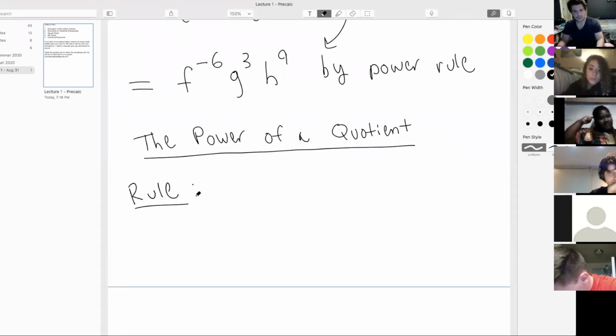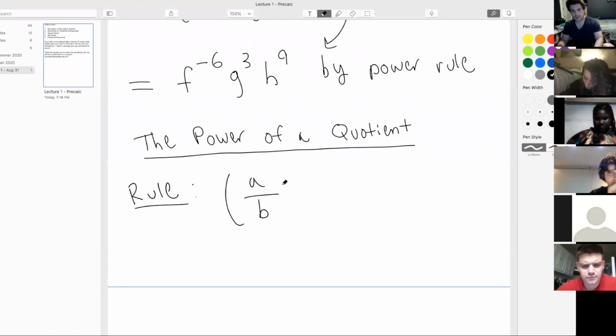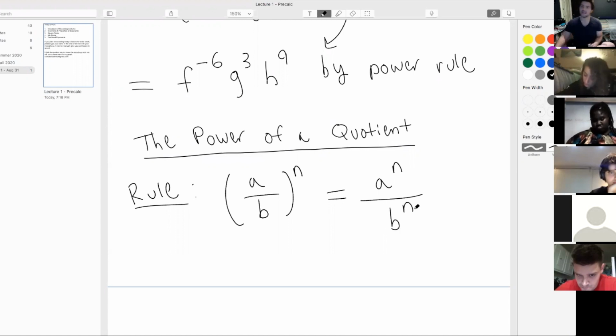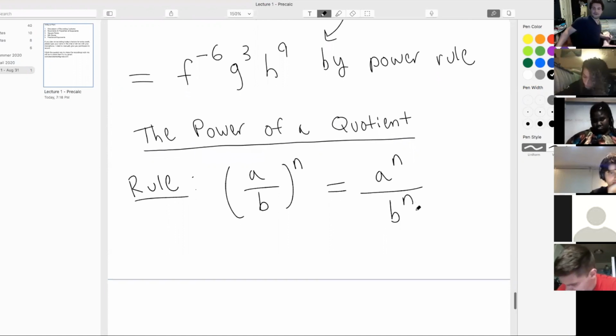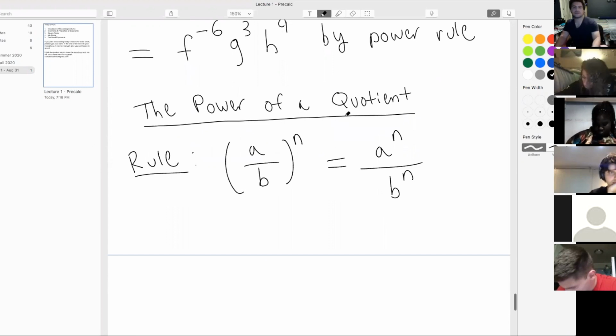All right, so the rule is A over B, the division of two numbers, a fraction, if you will, to the nth power. This rule tells us that this is A to the n divided by B to the n. So I am just distributing the power to the numerator and denominator. That's really all that this rule tells us.